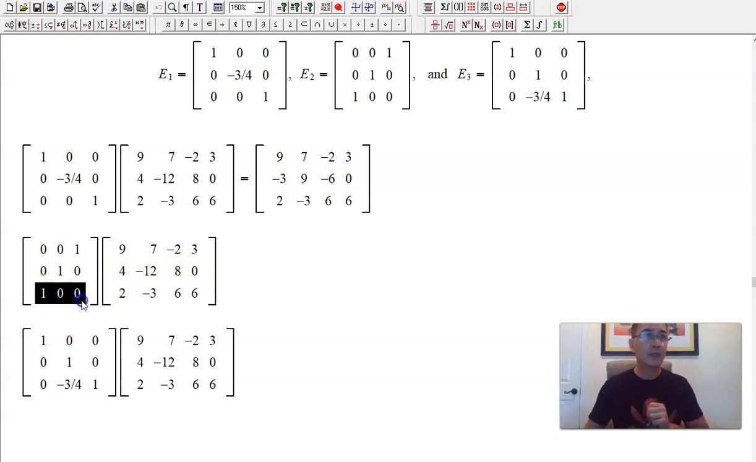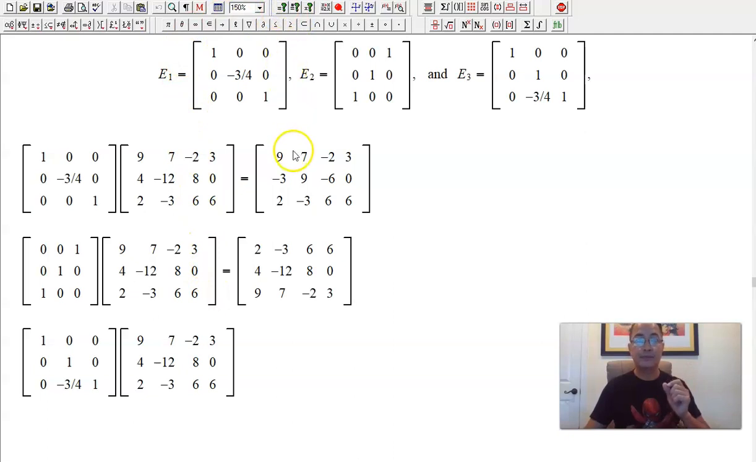Last row, 1, 0, 0. So 1 gets multiplied to 9. Zeros will kill the second and the third row entries. So we're going to get the 9, the 7, the -2, and the 3, but this time they will appear in the third row. So what happened? We switch the first and the third row. Second row stays where it is. Boom. Okay. Last type. So we will add a multiple of the second row to the third row.